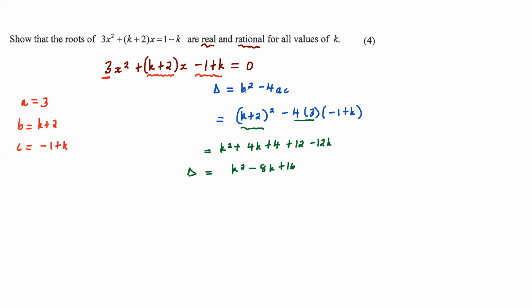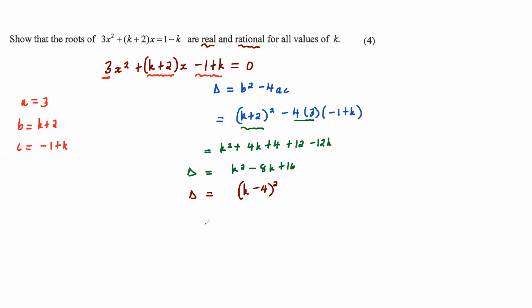I am asked to show that the roots are real and that they are rational. Part of being rational was that they give you a perfect square. And perfect squares are numbers that are greater than 0. They are positive numbers. So if it's rational, it gives me a perfect square. Let me see how I can play around with this. If I was to factorize k squared minus 8k plus 16, I would end up at k minus 4 squared. That's the discriminant. And from there on, you will notice that the discriminant is k minus 4 squared, which in essence is a perfect square.